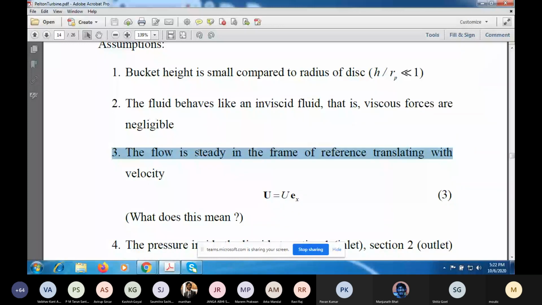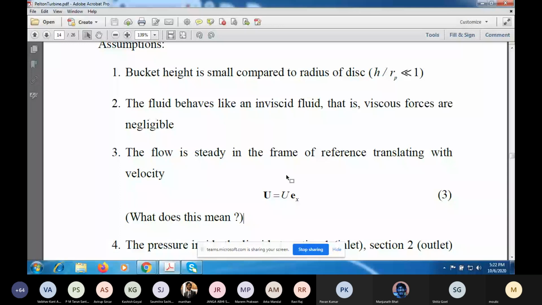Now, the important thing is that, and I've discussed this in detail, the flow will be steady in the frame of reference which is translating. I had shown you this before, but at that time I had not explained what this means. Now, after the discussion we had using the Galilean transformation, it has become clear to you what is the difference between the temporal derivative in the stationary frame and the moving frame.